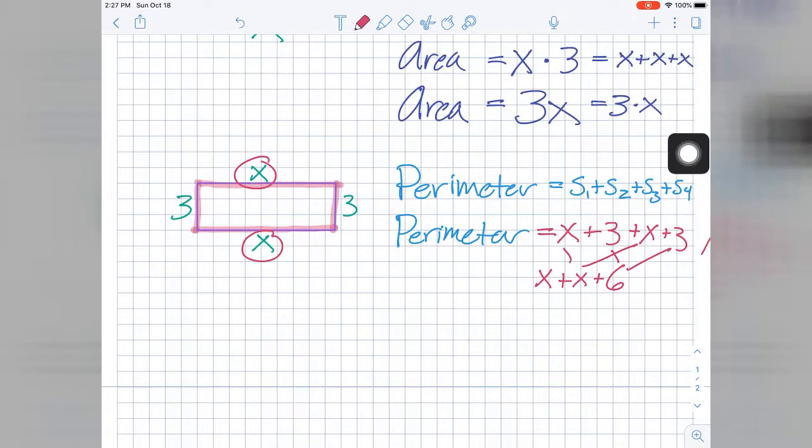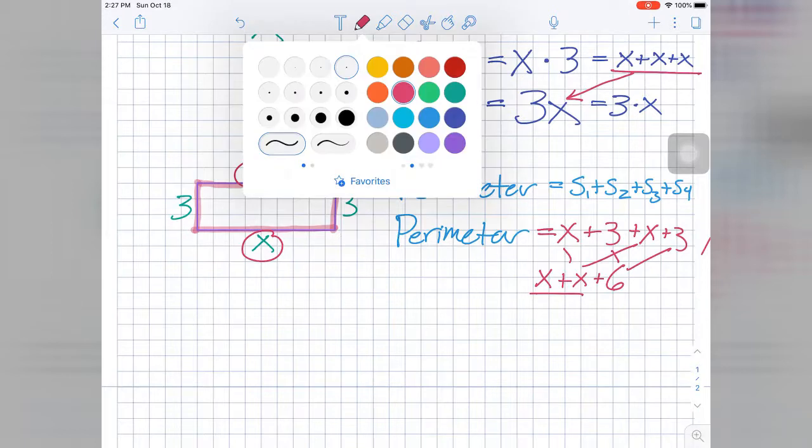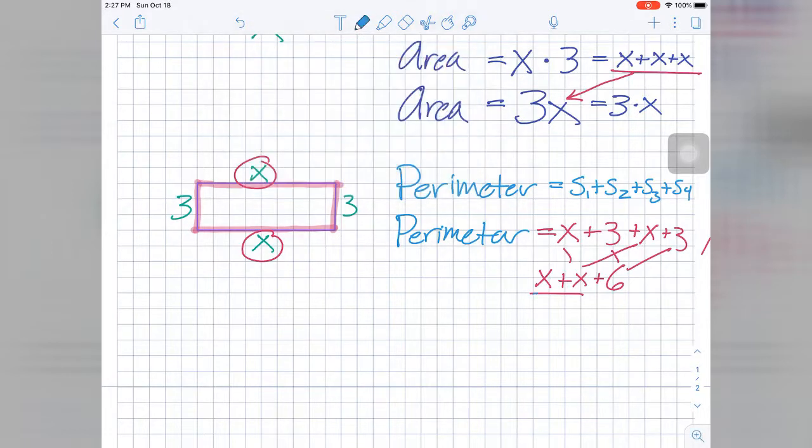Now we saw up here that 3 X's, remember we already did this one, X plus X plus X is the same as 3X. So what do you think X plus X is going to be? Hopefully, in your head, you're thinking that if there's 3 X's and that equals 3X, then it makes sense that X plus X equals 2X, and that the full perimeter is going to be 2X plus 6.